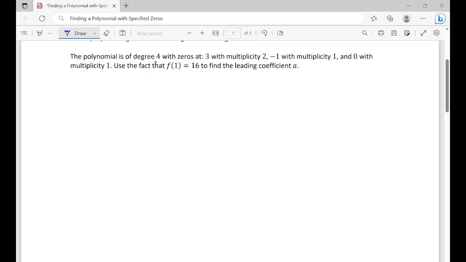We're having a polynomial of degree 4. That means there's going to be x to the 4th power. So we have 3 with multiplicity 2. That means we have x equals 3 and x equals 3 again because it happens twice because it's multiplicity 2. We also have multiplicity of 1 for -1 and 1 for 0 as well. So x equals -1, multiplicity 1, and then x equals 0, multiplicity 1.